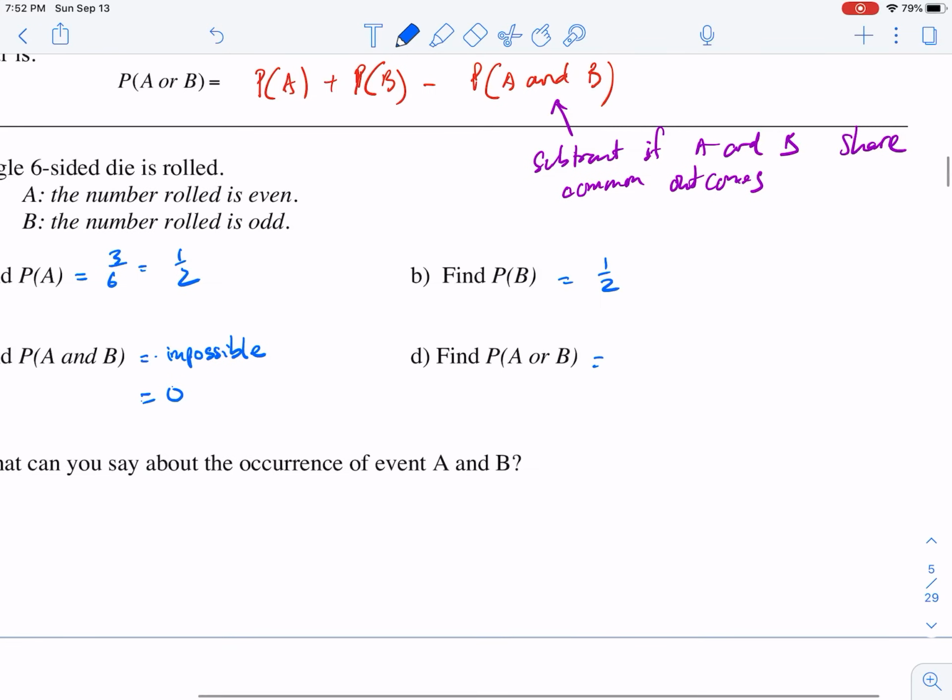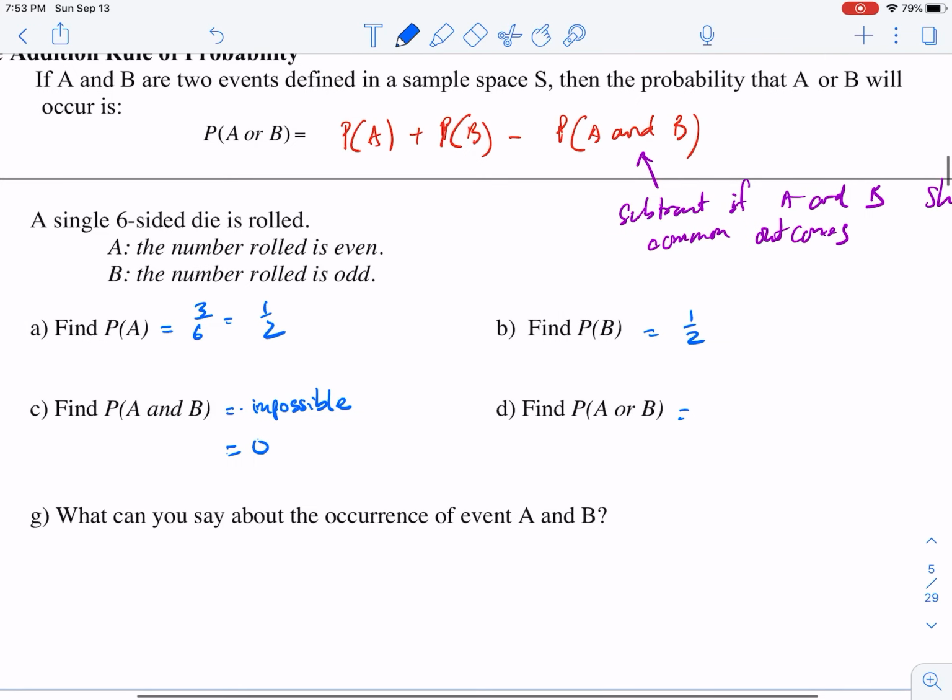So now to find the probability of A or B occurring, that's 1/2 for the number rolled being even, and then the other 1/2 for the number rolled being odd, and those 2 cannot occur at the same time. So we're not subtracting anything. So in this case, it's 100% or 1.